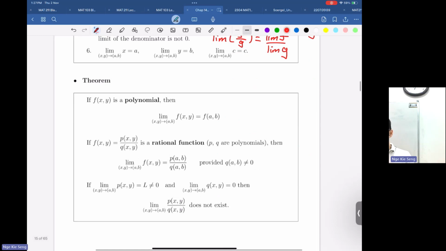And then next is this theorem here. If f(x, y) is a polynomial, then the limit of f(x, y) as (x, y) approaches (a, b) is just evaluating the polynomial at the point (a, b). Any idea why we can do this? Why can we always evaluate a polynomial at (a, b)?